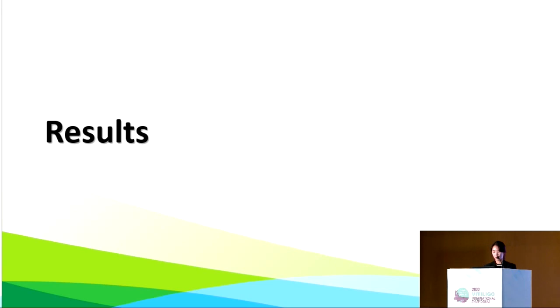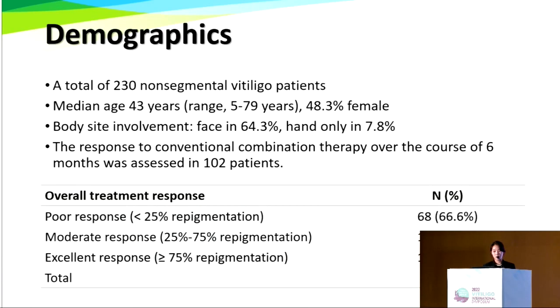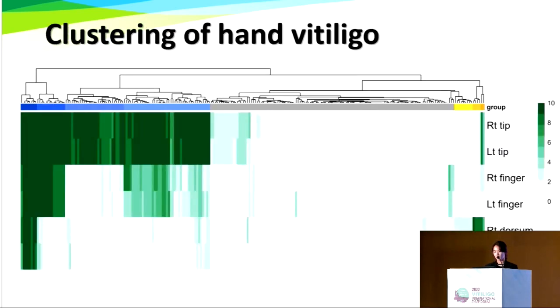Let's see the results. A total of 230 patients were included, and interestingly, in 7.8% only the hands were involved. The response after conventional combination therapy, excluding surgical treatments, over the course of 6 months was able to be assessed in 102 patients. And you can see that 66% of the patients showed poor response. However, still 16% of the patients showed excellent response.